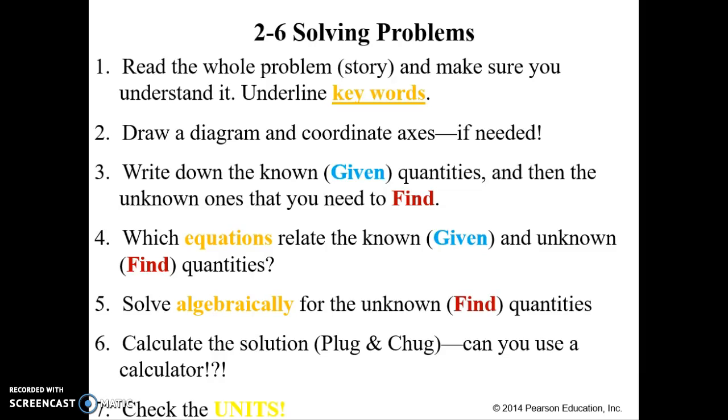Step 5, solve algebraically for the unknown quantities. Then step 6, use your calculator and plug and chug. And then step 7, just check your units. Make sure your units make sense.